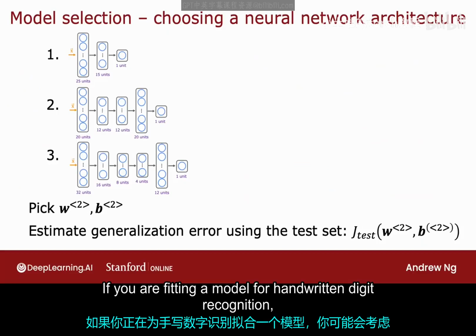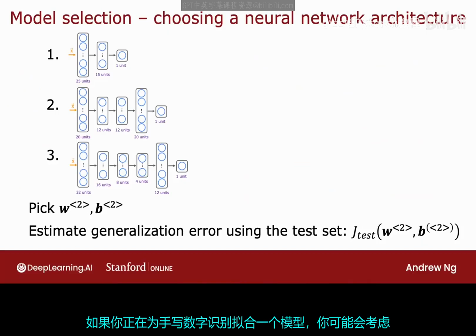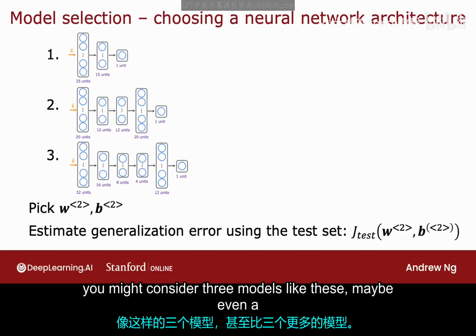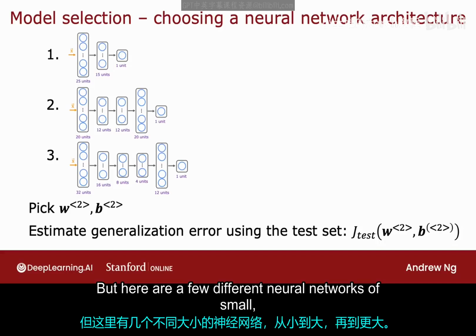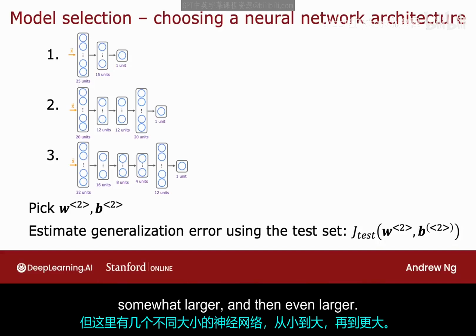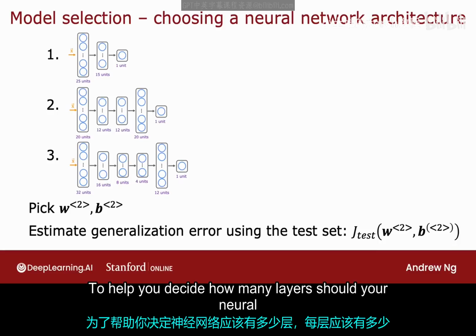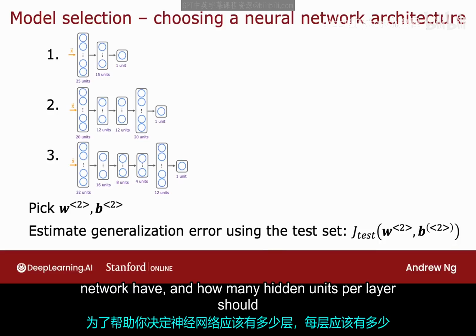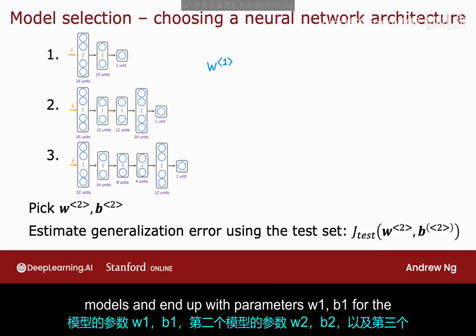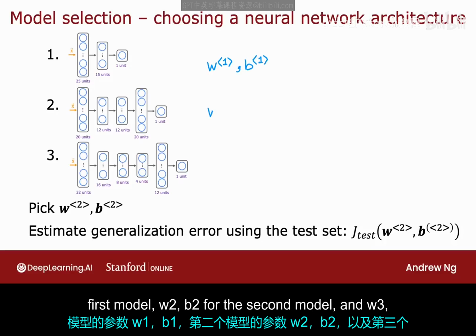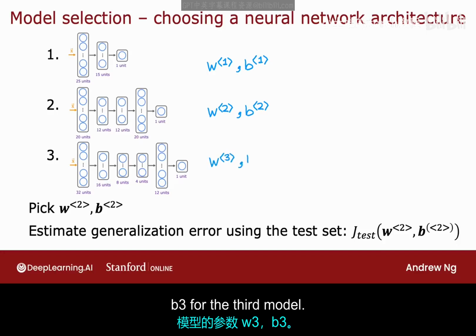If you are fitting a model for handwritten digit recognition, you might consider 3 models like these, maybe even a larger set of models than just 3, but here are a few different neural networks of small, somewhat larger, and then even larger. To help you decide how many layers should your neural network have and how many hidden units per layer should you have, you can then train all 3 of these models and end up with parameters W1, B1 for the first model, W2, B2 for the second model, and W3, B3 for the third model.